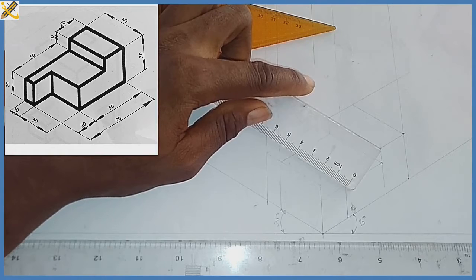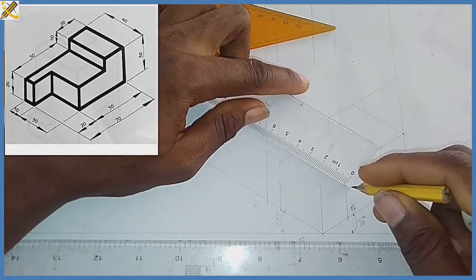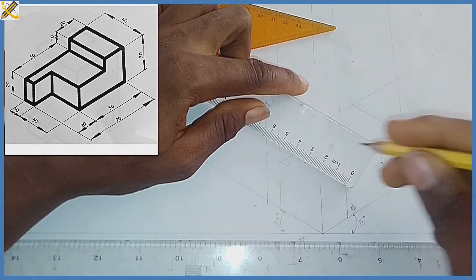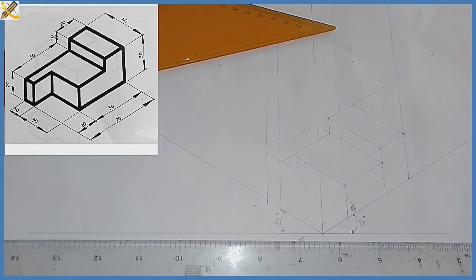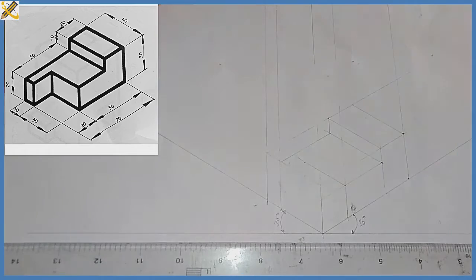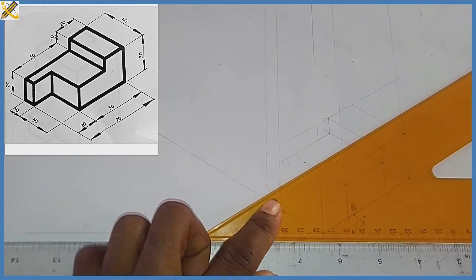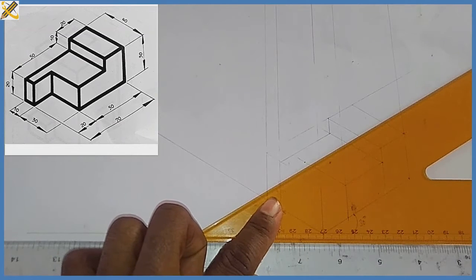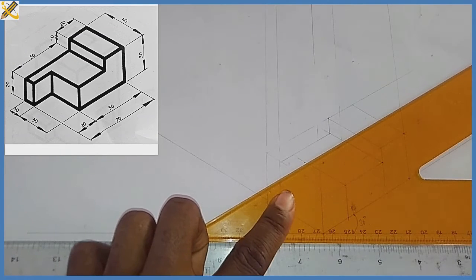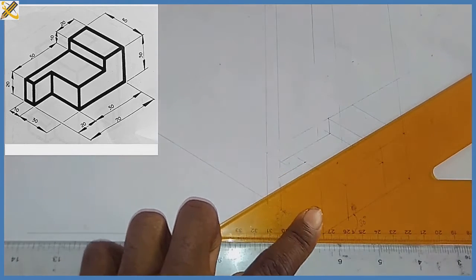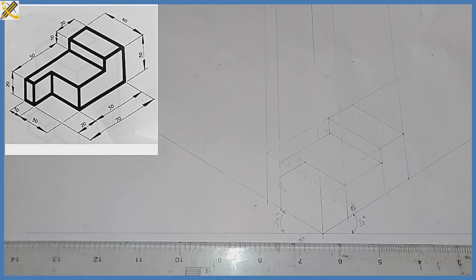measure a mark of 30 from this area. So this is that mark of 30 right there. At that mark of 30, I am going to pick my set square and project a line outside in this manner. Okay, I'm projecting this out in this manner. All right, projecting it out in that manner.